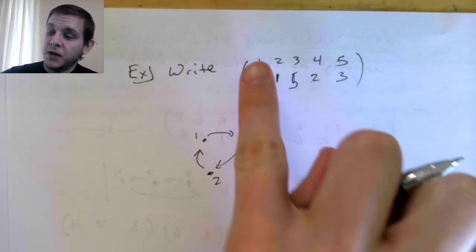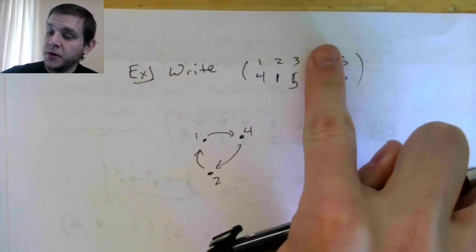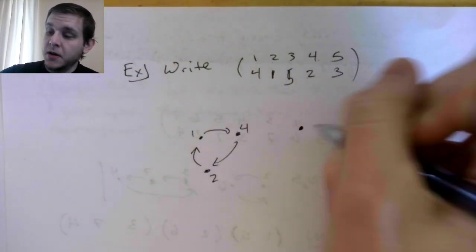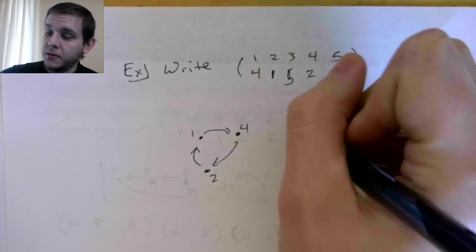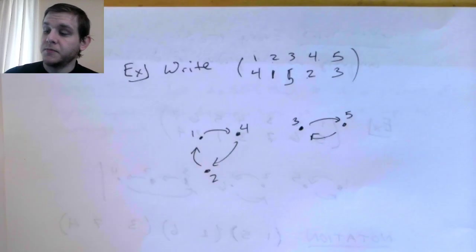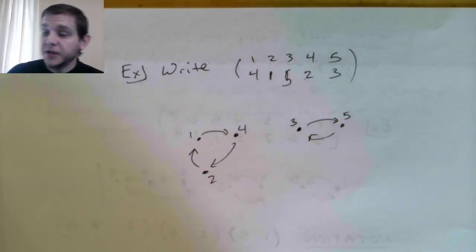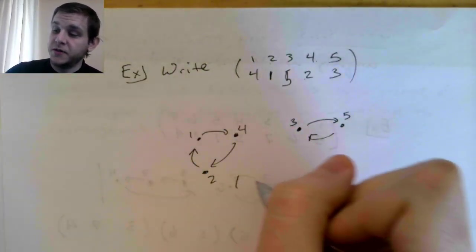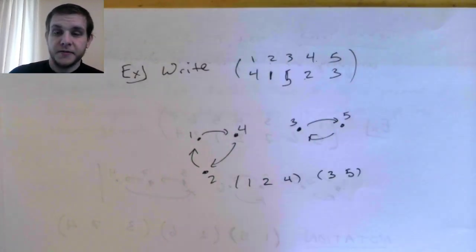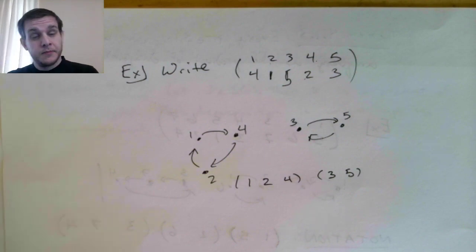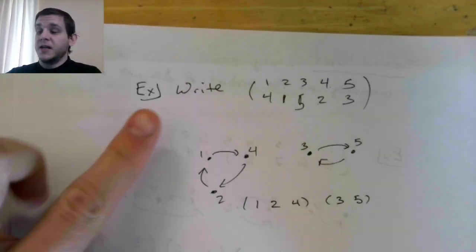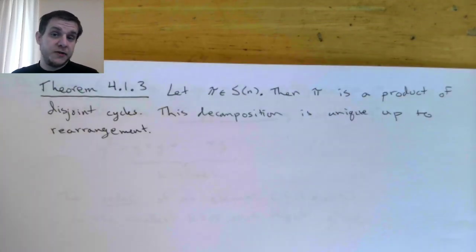So what do I do? I forget 1, 2, and 4, I block them out of my brain, and I look at the next element to see where it goes. 3 goes to 5, and 5 goes to 3. And so I've already written this as the product of 2 disjoint cycles, (1 2 4) times (3 5). So the proof of this theorem is just going to be translating what I just did into a general setup.